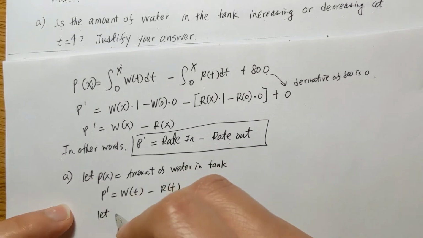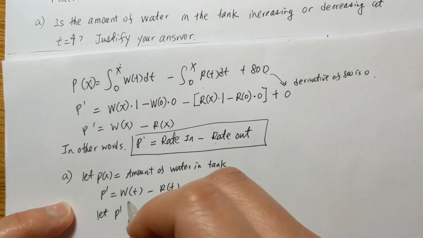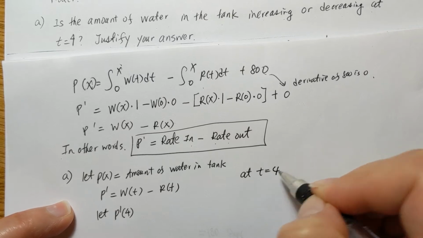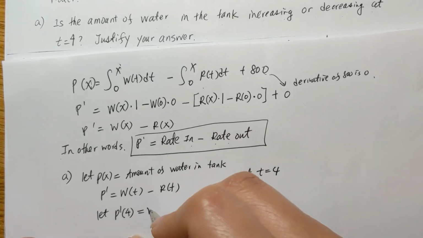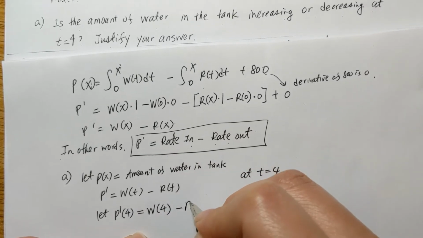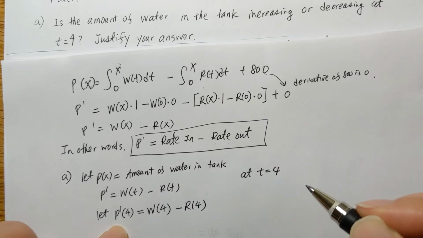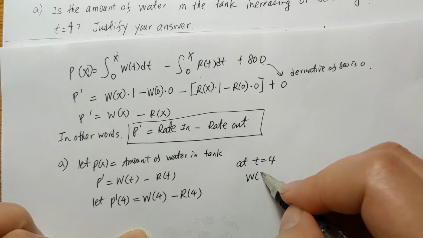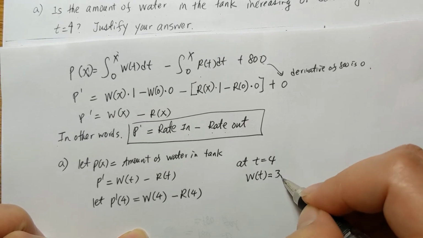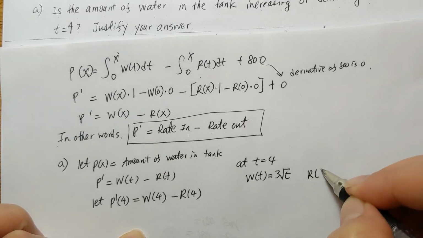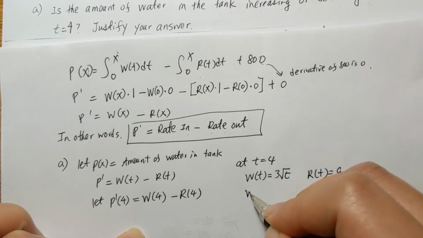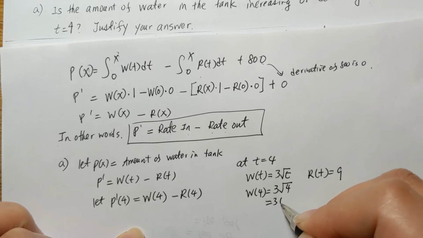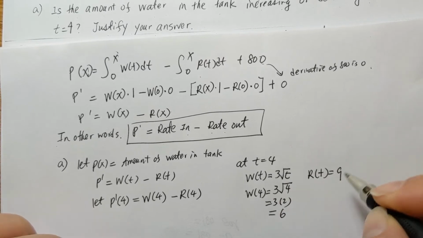And then we let P prime of 4, because it's at t equal to 4, equal W of 4 minus R of 4. So we have to find out if it's going to be positive or negative. We have W of t equal to 3 square root t, and R of t equal 9. So W of 4 equals 3 square root of 4, 3 times 2, you get 6.